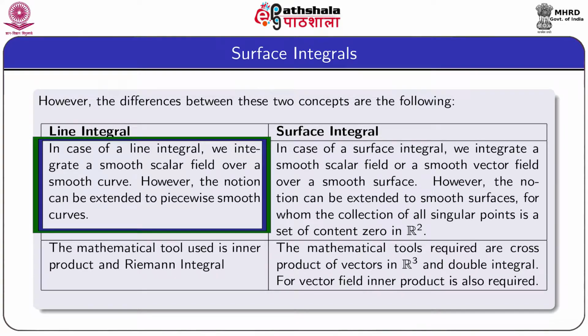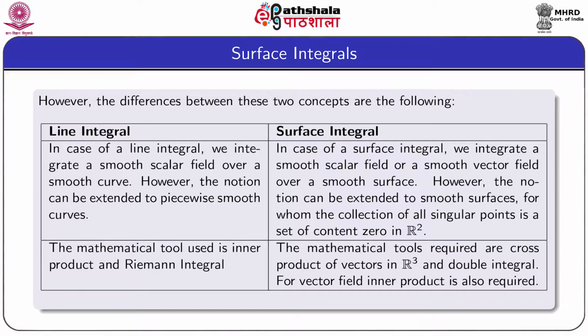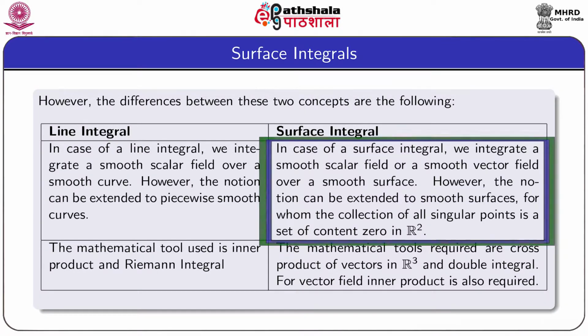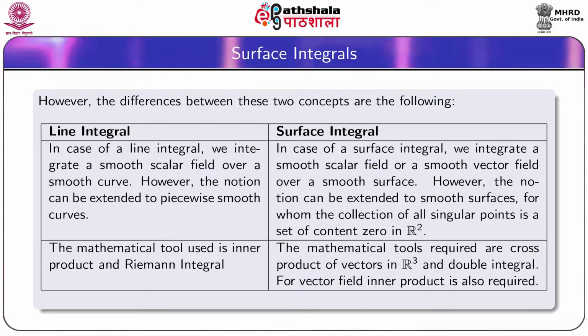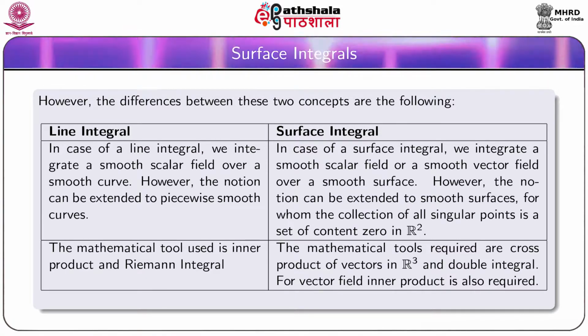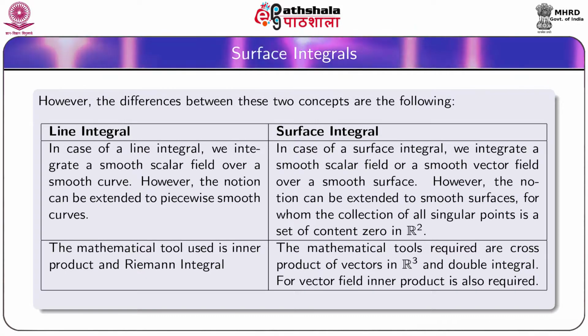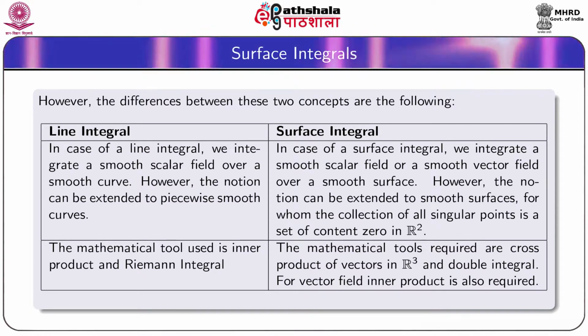First, in case of a line integral, we integrate a smooth scalar field over a smooth curve. However, the notion can be extended to piecewise smooth curves. On the other hand, in case of a surface integral, we integrate a smooth scalar field or a smooth vector field over a smooth surface. However, the notion can be extended to smooth surfaces for whom the collection of all singular points is a set of content 0.